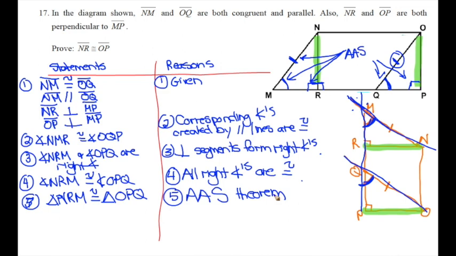Now that I understand the two triangles are the same thing, this is again where we come back with that CPCTC idea that any of the parts of these two congruent images also have to be congruent. So now I can say that those lines I marked in green are the same thing. So NR is congruent to OP because of CPCTC. Ta-da!